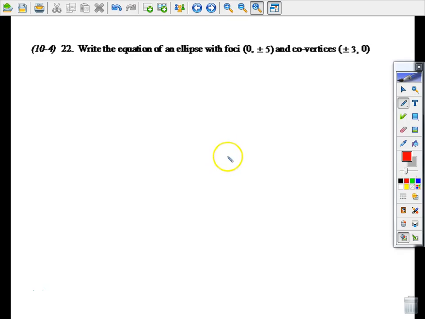We are moving. Number 22. Write the equation of an ellipse with foci given, covertices given. Well, you need to know right away if you see ellipse and you're trying to find a missing part, which in this case we're not told what the vertices are. For an ellipse, if you're trying to find a missing part, whether that's foci, vertices, or covertices, you've hopefully practiced these enough to where you know that this is what we use for ellipses. And it might be a good idea if you see foci, maybe you just label foci as C, and covertices can always be labeled as B.